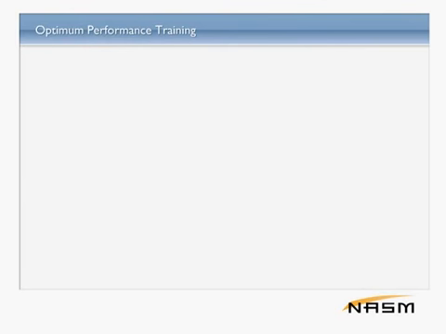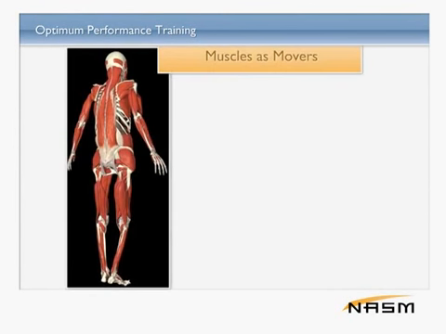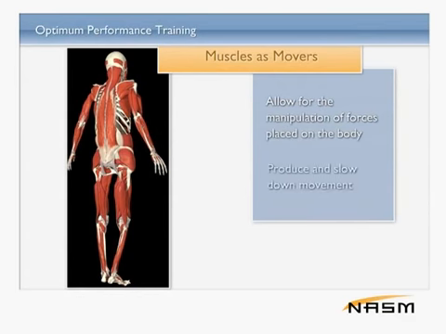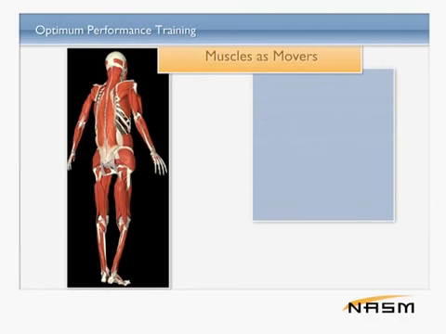Lastly, let's review the role of muscles as movers. Muscles provide the human body with a variety of functions that allow for the manipulation of forces placed on the body and to produce and slow down movement. These muscle functions categorize the muscle as an agonist, synergist, stabilizer, or antagonist.